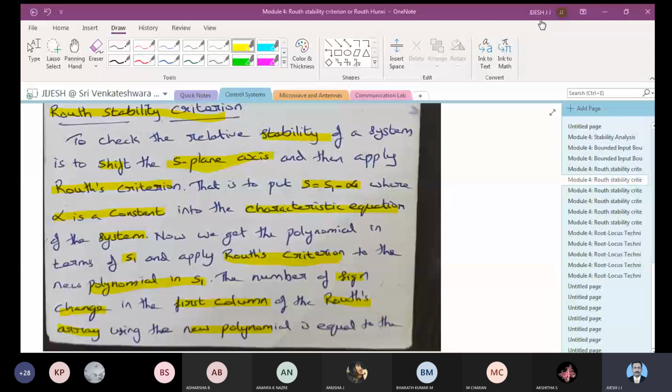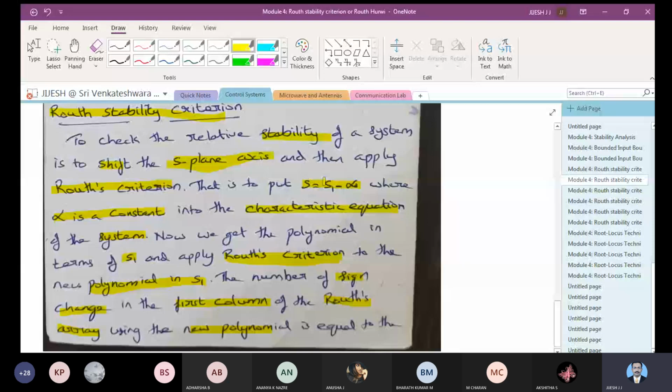So we are going to proceed further. These are a few things which you have to understand here. The main thing is that you are substituting s is equal to s1 minus alpha and changing the characteristic equation by introducing the constant alpha. We will see this further.